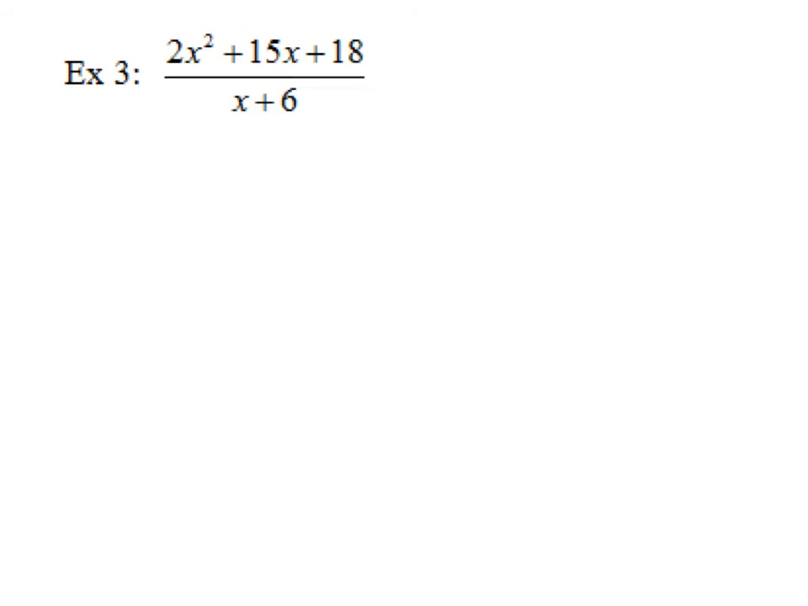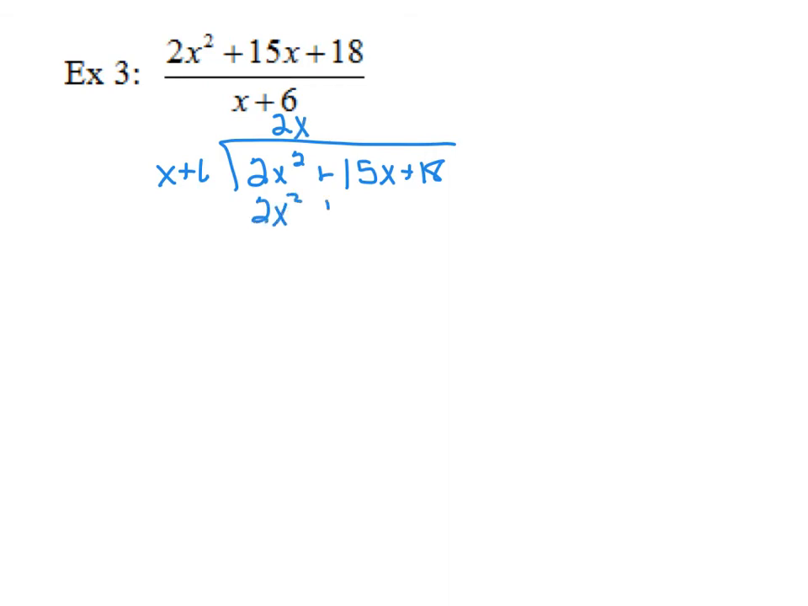Now example 3 is a very similar problem. You'll notice a correspondence with the terms that we used in the previous example. So 2x squared plus 15x plus 18, I want to divide by x plus 6. So 2x squared divided by x, that's 2x. 2x times x is 2x squared. 2x times 6 is plus 12x. So I'm going to subtract that. And my 2x squareds cancel, so 15x minus 12x is 3x. Bring down the plus 18 and divide again.